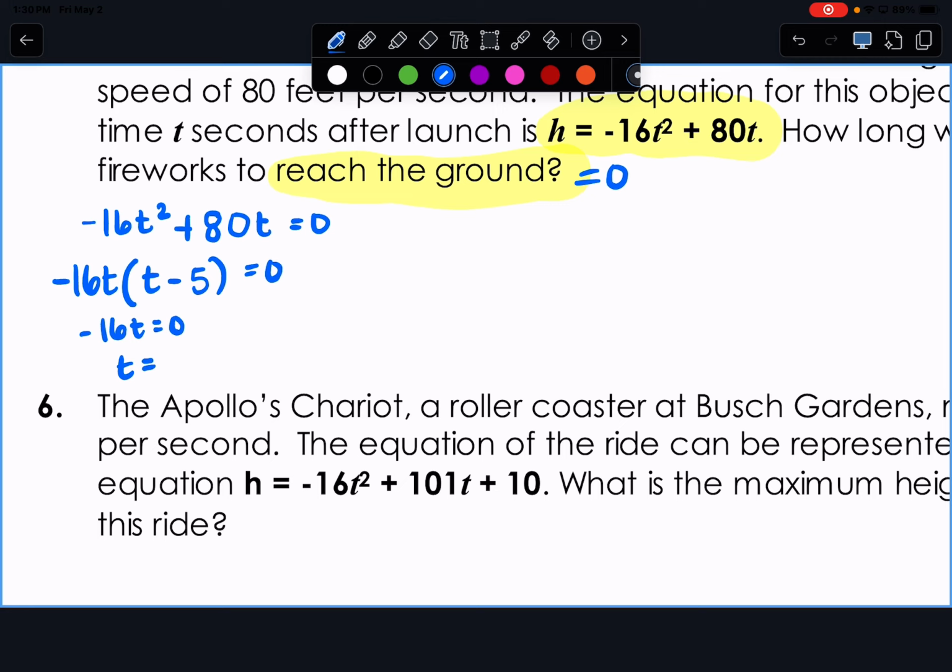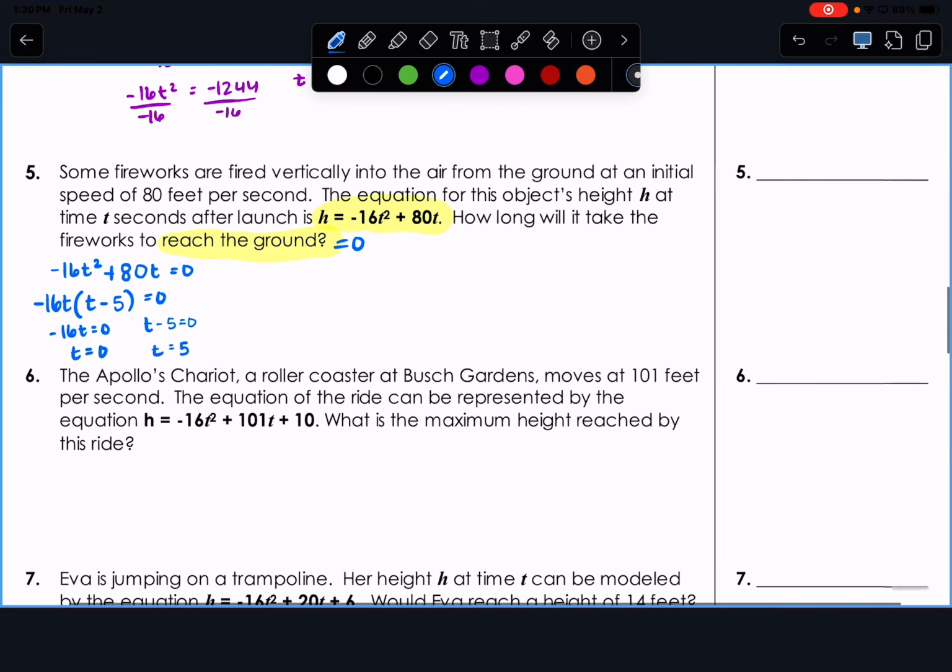So t is going to have to equal what in this one? 0. Times equals 0. Now we can do t minus 5 equals 0. What do we do to solve that? Plus 5. So t equals 5. Which one of those would be my answer? 5 seconds.